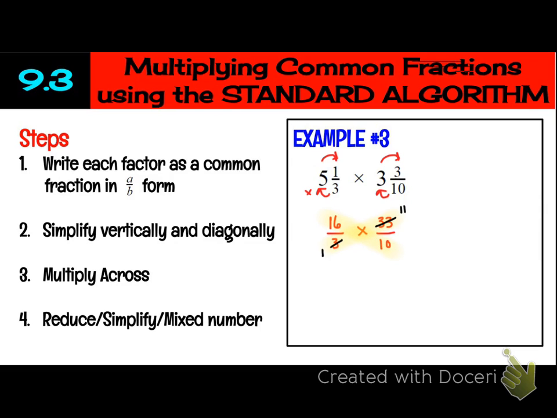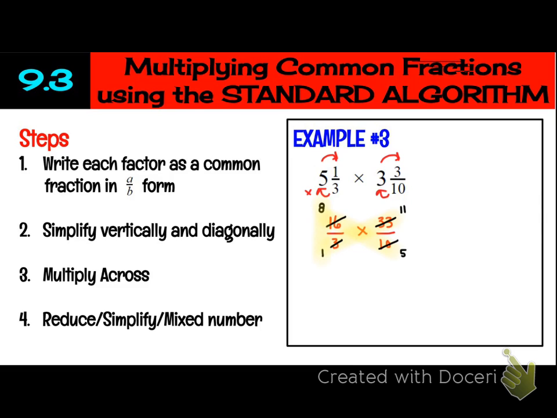I check 16 and 10. I see that they're both even. So I know that 2 will go into both of them. Does 4? 4 goes into 16 but not 10. Does 6? Does 8? Nope, nothing else but 2 goes into both of them. So 2 goes into 16 8 times. And 2 goes into 10 5 times. 8 and 5 I see are completely simplified. I can't do any more.